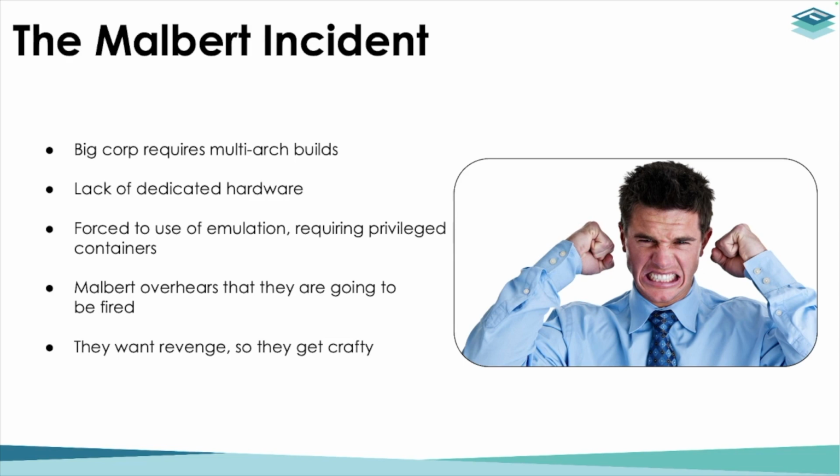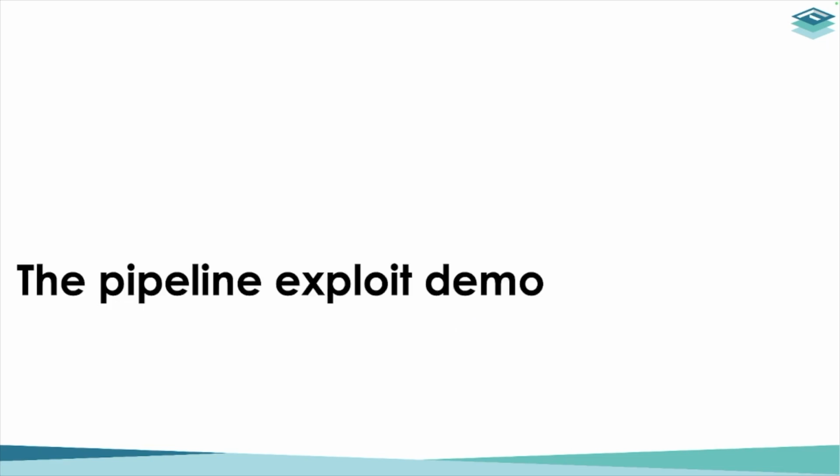BigCorp has, in a similar way to my former colleague's company, decided to run their multi-architecture builds using emulation, which requires containers to run as privileged. Developer Malbert, who might not be the nicest of employees, overhears that they are going to be fired in some weeks' time. Being unhappy about that, they plot their revenge. And how that revenge looks, well, we'll see in a minute, because we're going to get into a demo.